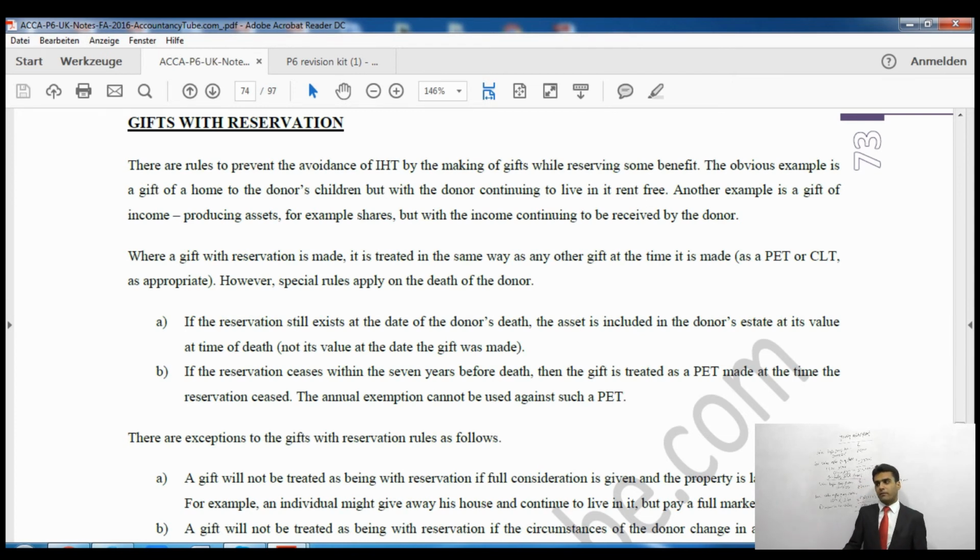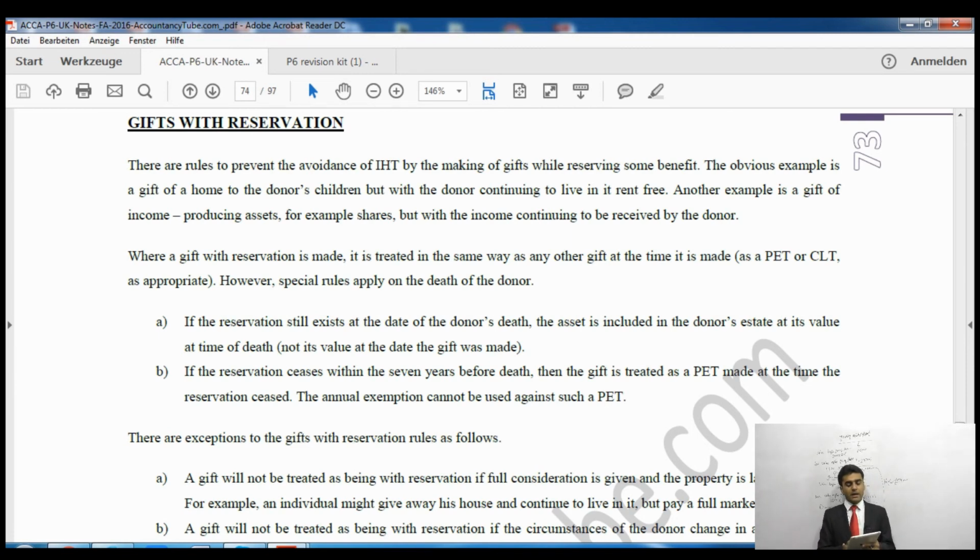Alright. Likewise, if I have some shares and I transfer the shares to my son, but I am still getting some benefits of those shares in the shape of dividends, say for example, then in those cases as well, I will be the owner of the shares. It won't be a PET, it will be included in my death estate.